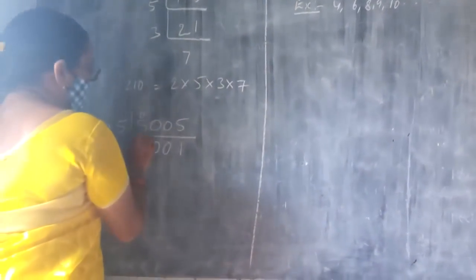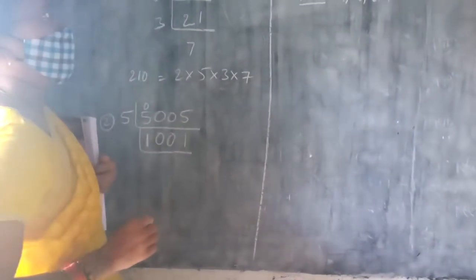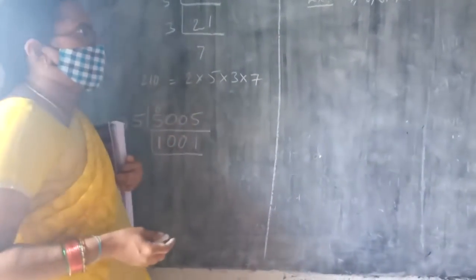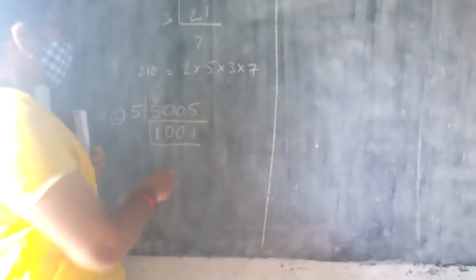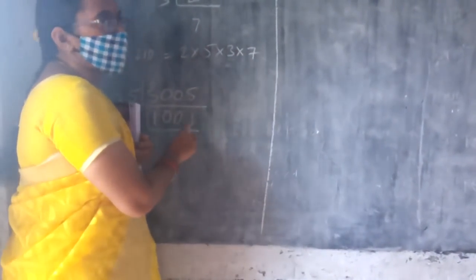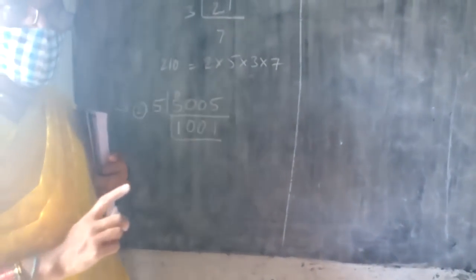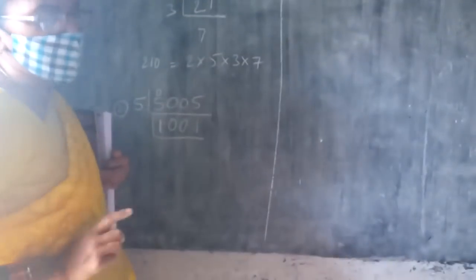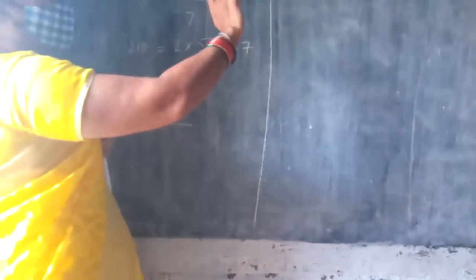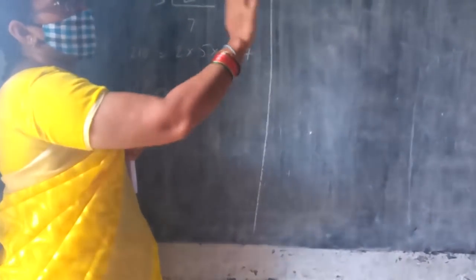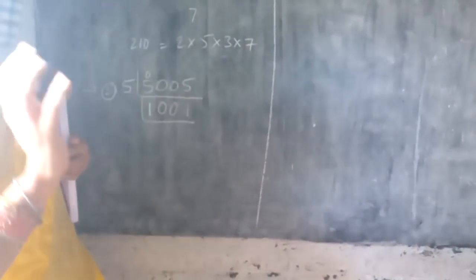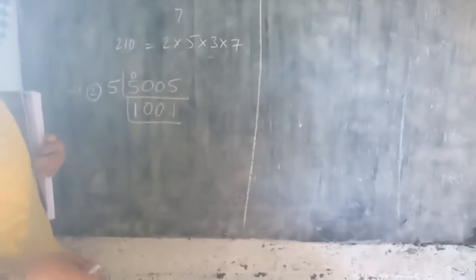Okay. Next, which prime number do we use to divide this number? See, go for the first. 1001 is not divisible by 2, and it is also not divisible by 3 and not divisible by 5. What is the next prime number? 7.